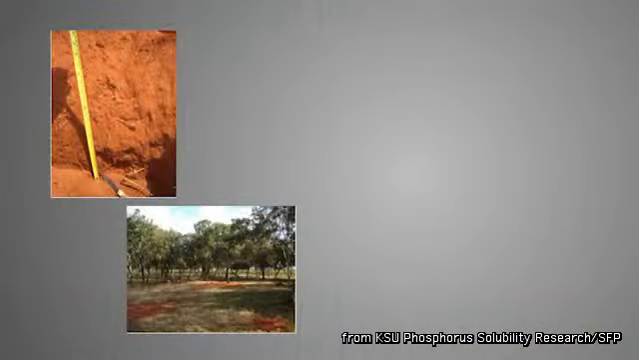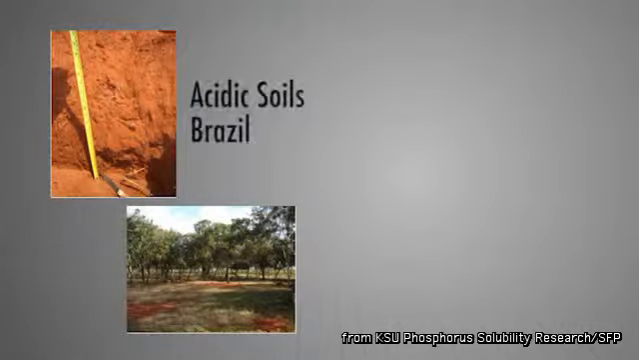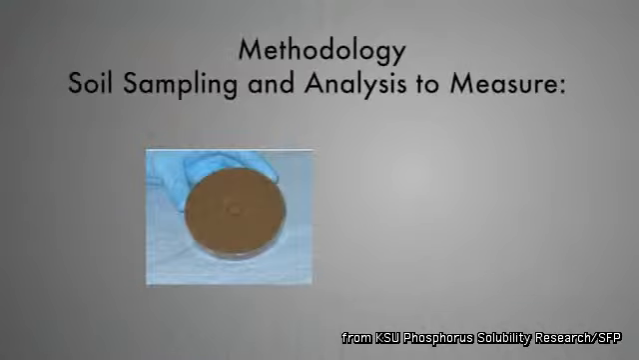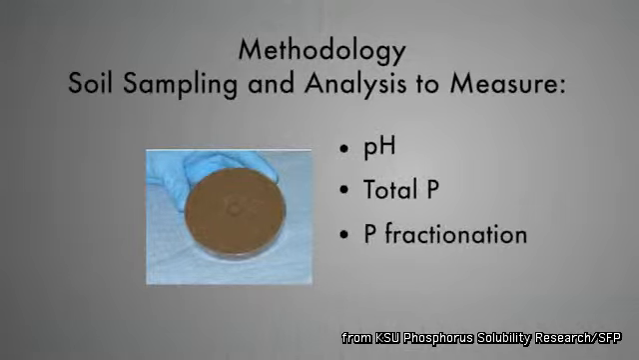So the range of soils that we will look at is from very acidic soils in Brazil to very high pH calcareous soils in Idaho, the extremes of P fixation capabilities. The technology that the KSU researchers are utilizing involves examination of the mobility of phosphorus from the point of application in the center of a disk of soil.